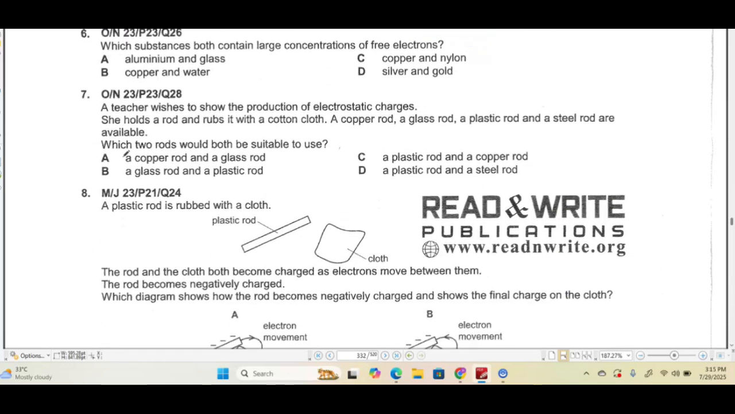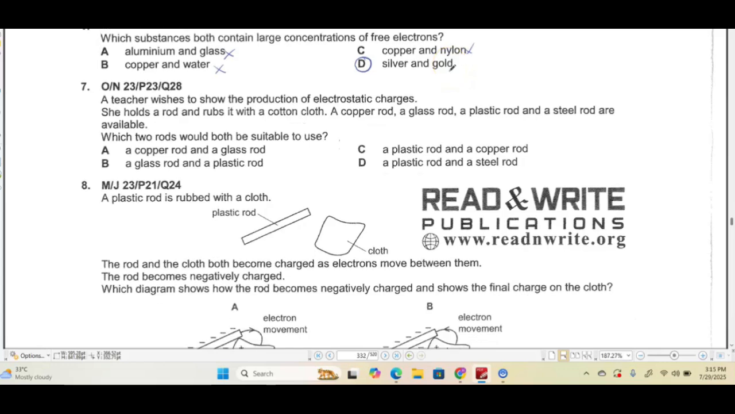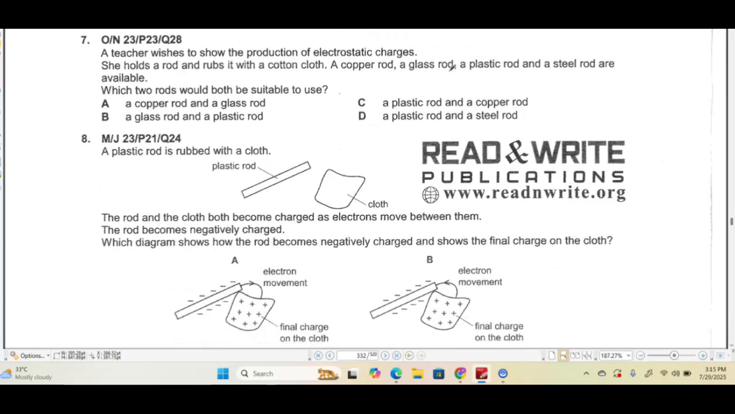Which substance contains large concentration of free electrons? Aluminium and glass. Glass is not a metal, so it won't have a large number of free electrons. Copper and water, no, this is not the case. Copper and nylon, no. Copper and silver and gold, yes, this is the right answer because they both are metals. So they both will have free moving electrons. That is why they conduct electricity.